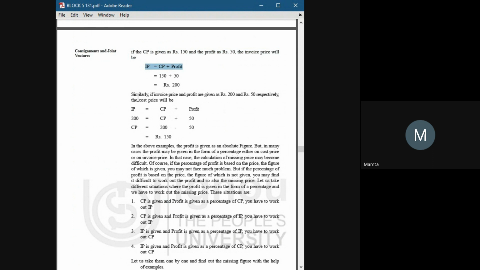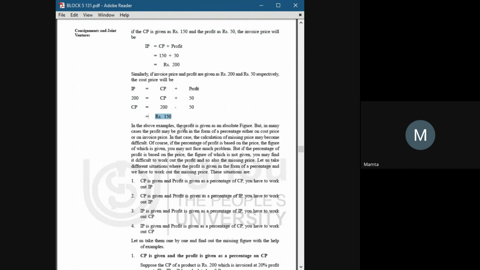If IP is given and you need to find the cost price, and the profit is also given, you can simply solve this equation. 200 minus 50 is equal to 150. That would be your cost price. Simply solving this equation, you can find one thing out of these two.